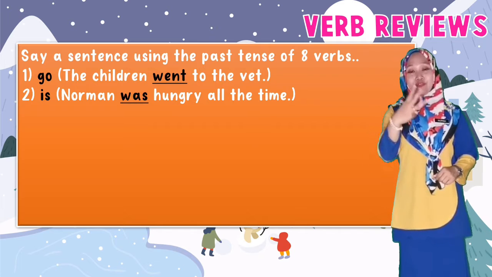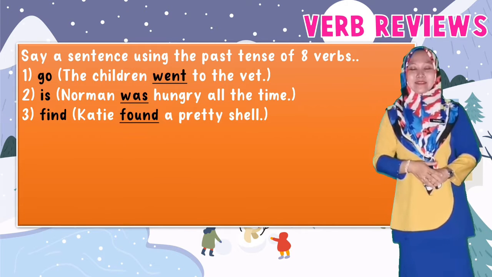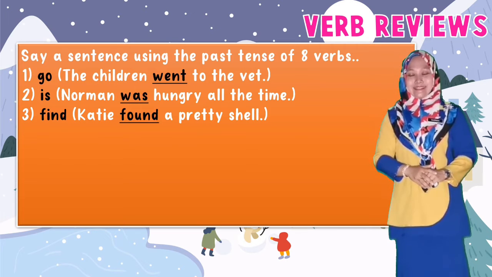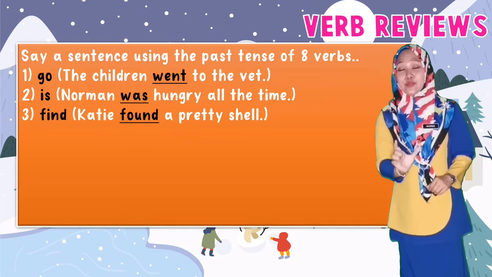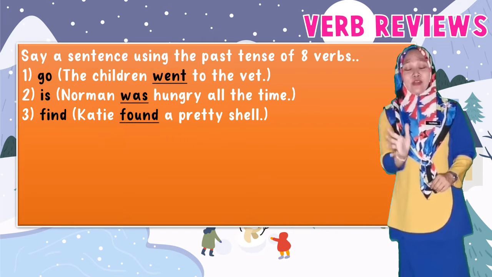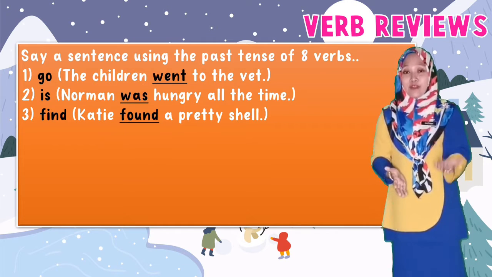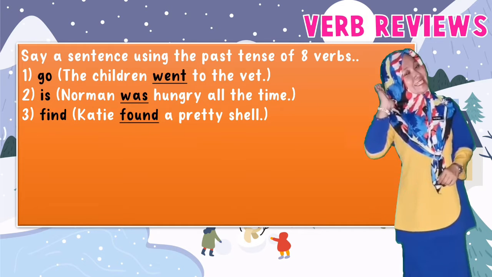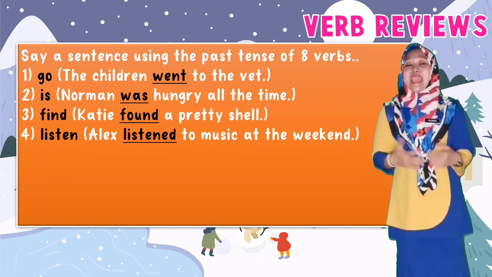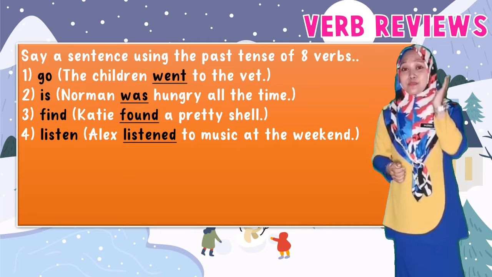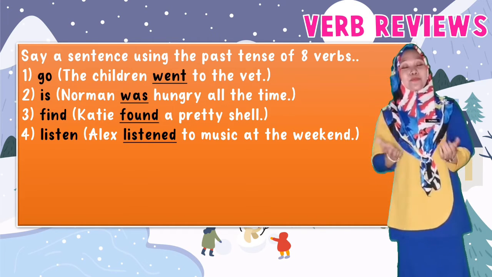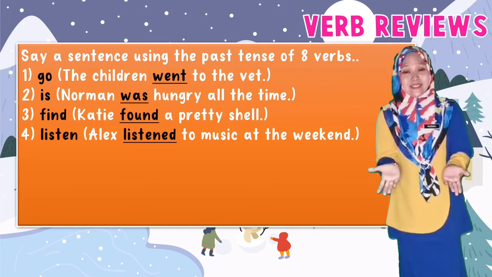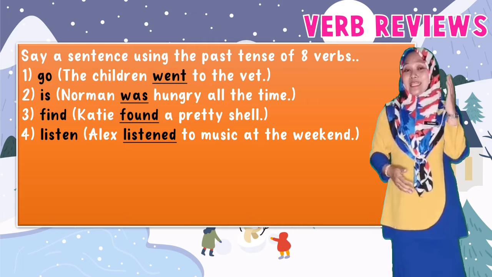Verb number 3. Find. Katie found a pretty shell. We use the word found in the sentence because found is the past form of the verb find. Verb number 4. Listen. Alex listened to music at the weekend. We use the word listened with ed in the sentence because listened is the past form of the verb listen.